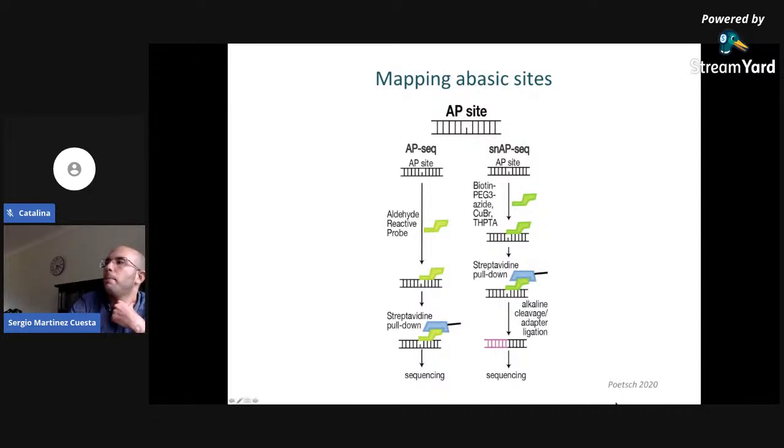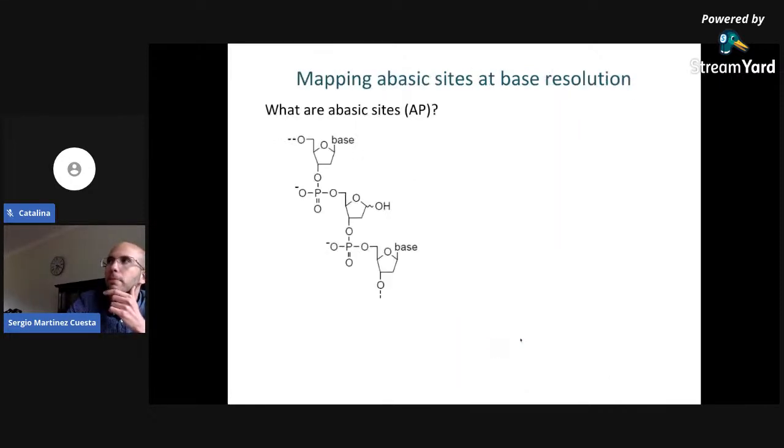So in this paper by Anna Potash, there were some of the methods that have been described to map abasic sites. This is our method here, single nucleotide abasic site mapping. And just in parallel, there was a method called APSIC, which is an alternative to our strategy to also detect abasic sites.